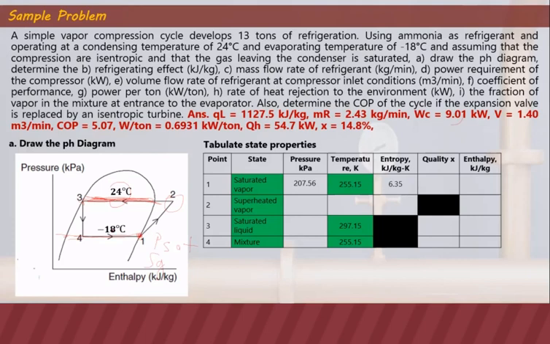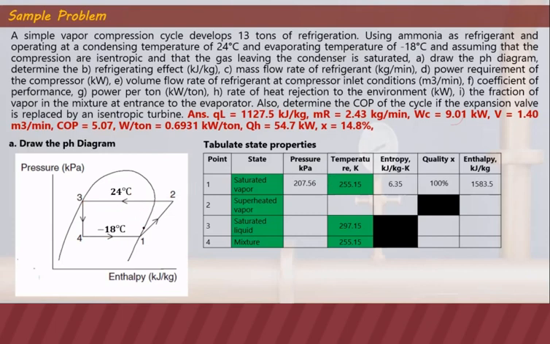The quality, because this is a saturated vapor, then obviously this is 100% vapor. And then for the enthalpy at point 1, that is the saturated vapor enthalpy at 255.15 at point 1. That is Hg at point 1, or Hg at negative 18 degrees Celsius, or 255.15. That's why we have 1583.5 kilojoules per kilogram. So we already have all the properties in point 1.